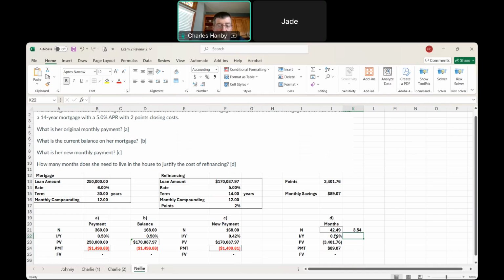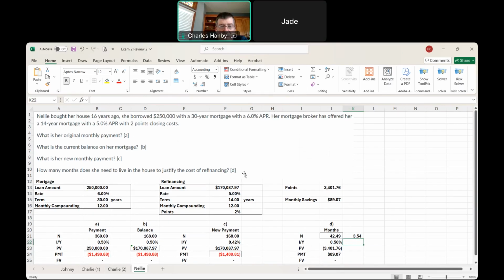So I don't really get the whole 2 points thing. I don't really understand the measurement of points. Points is 2% of the loan amount. I've never bought a home, so I don't understand. So when we refinance here, we're going to refinance $170,000. So our new loan is going to be for that amount. We're not including any costs in that.